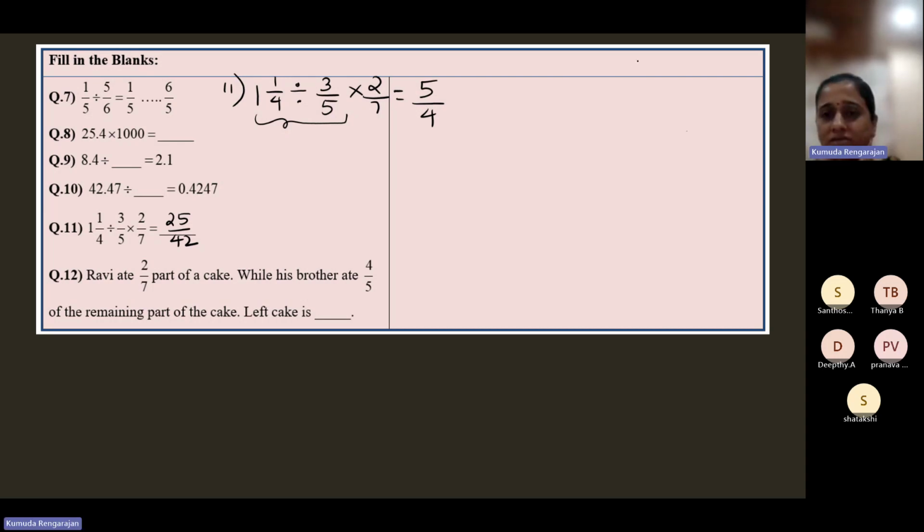By the rule of BODMAS, we need to do division and then multiplication. And from the left, what do you have first? From the left, you have division only. So we'll have to do that first. Yeah, so division becomes multiplication, and 3 by 5 becomes the reciprocal 5 by 3. And then this 2 by 7 stays as it is.